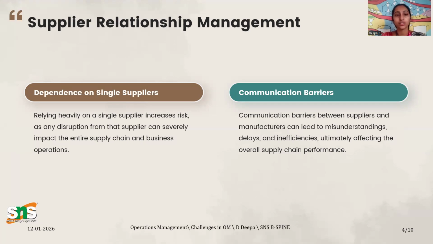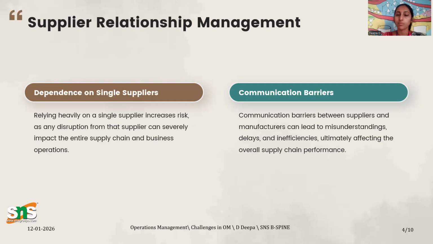That is also the next challenge: how to maintain a smooth relationship between the manufacturer and supplier. Dependence on a single supplier is again an issue. If you are simply depending on one single supplier, it literally increases risk. Any disruption or problem from that supplier hits you, because you are completely dependent on that one and only supplier. No other option, so many risks that you need to face.